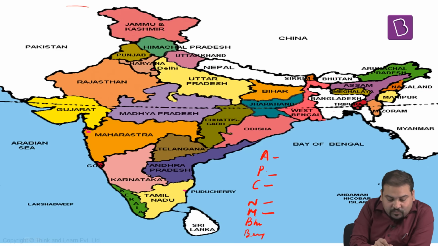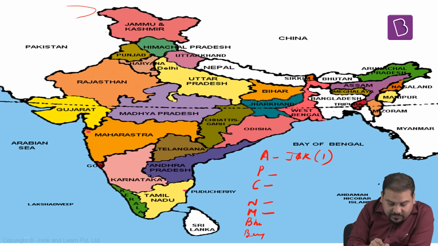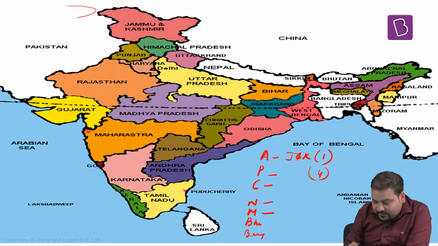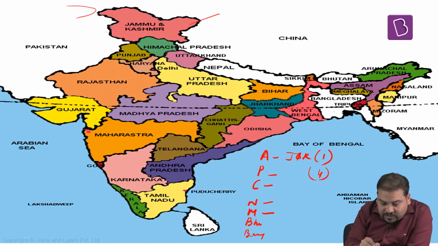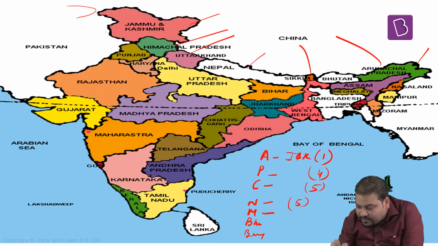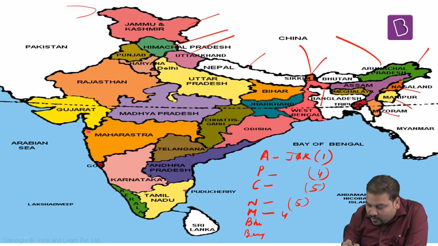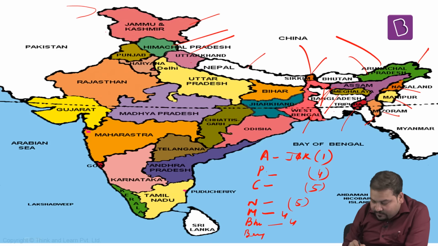Now Afghanistan has only 1 neighbor, that is J&K. Pakistan has 4: Jammu and Kashmir, Punjab, Rajasthan, Gujarat. China has Jammu and Kashmir, Himachal, Uttarakhand, Sikkim, Arunachal, so China has 5. Nepal has Uttarakhand 1, UP 2, Bihar 3, West Bengal 4, Sikkim 5. Myanmar has Arunachal, Nagaland, Manipur, Mizoram, so 4. Bhutan has Sikkim, West Bengal, Assam and Arunachal, again 4. And Bangladesh has West Bengal, Meghalaya, Assam 3, Tripura 4 and Mizoram 5.